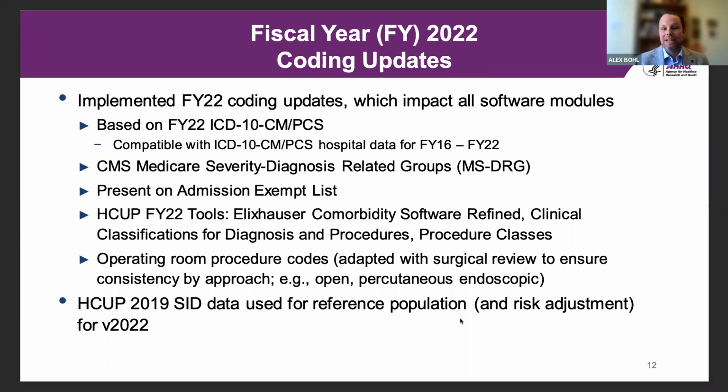In addition, we require data to build the risk adjustment models, and we use calendar year 2019 HCUP state inpatient databases for the reference population. Because it's a calendar year, it includes 3 quarters of fiscal year 2019 and 1 quarter of fiscal year 2020 data. Next slide, please.